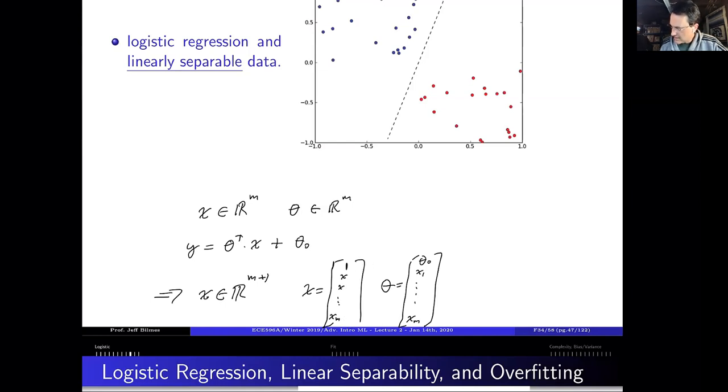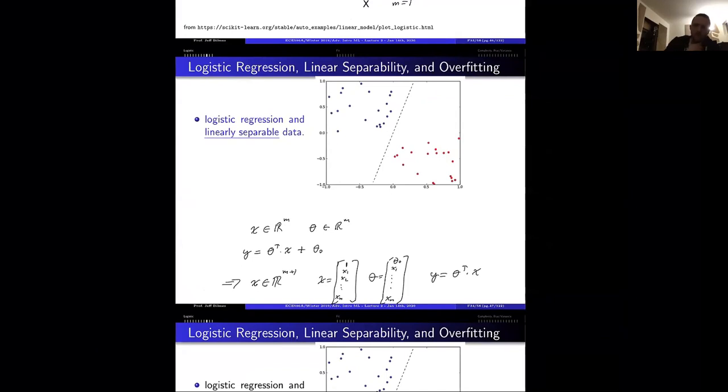So let's call this guy this. So it's x1, x2 to xm, and theta is this guy. Then what we can do is say, fine, now y is equal to this new theta transpose times this new x. And that's the same thing, right? Because this guy is always equal to 1. That allows us to do the same thing in n dimensions.